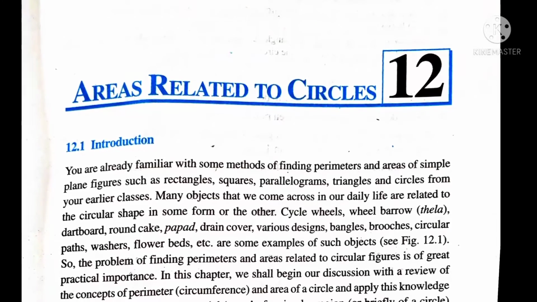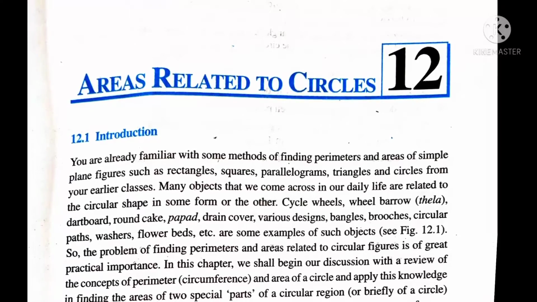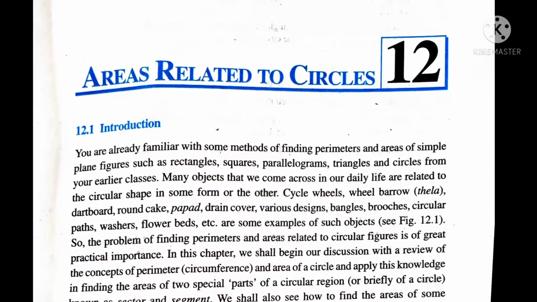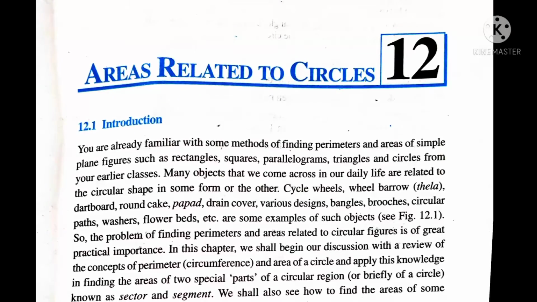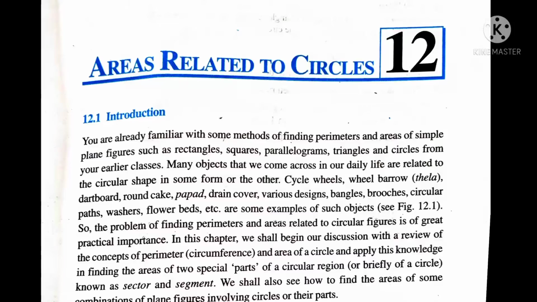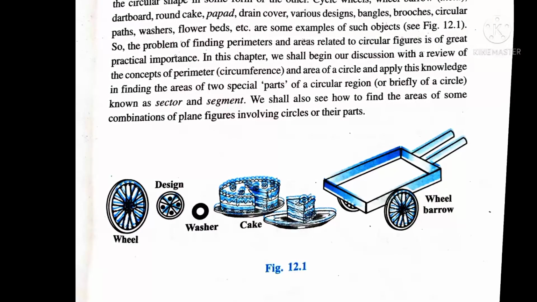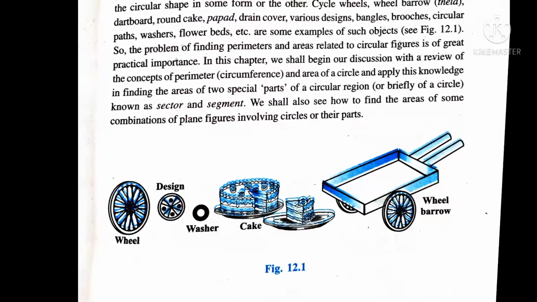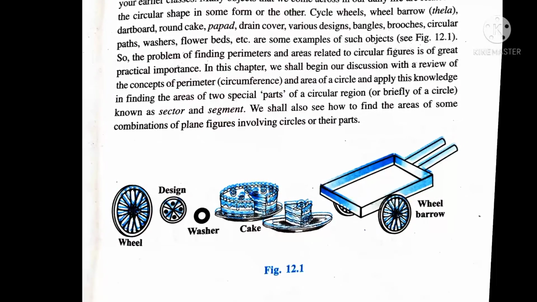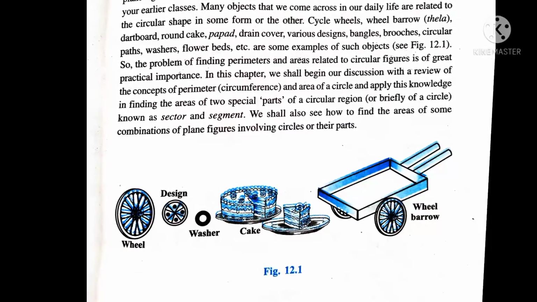Hello everyone. So today I am going to start chapter number 12, that is areas related to circle. In this chapter we have to study the areas of the objects which are closely related to circles. You can see in figure number 12.1, there are objects which look like circle. So we can easily find the area of these objects by applying the formula of area of circle.